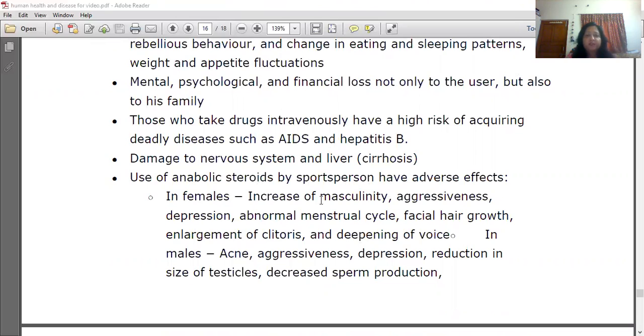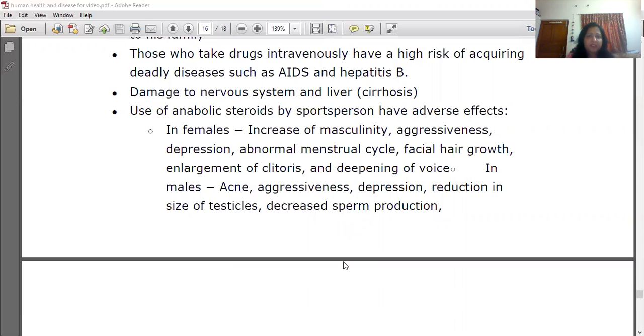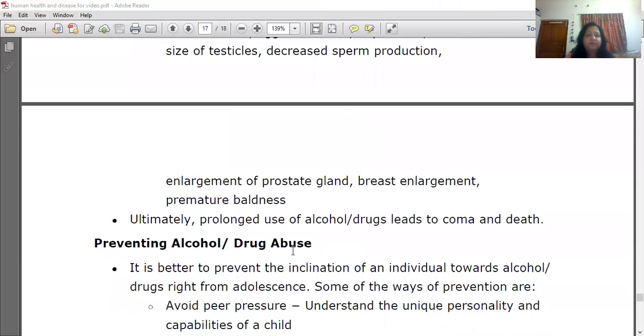Use of anabolic steroids by sportsmen have adverse effects. In females, increase of muscularity, aggressiveness, depression, abnormal menstrual cycle, facial hair growth, enlargement of clitoris, deepening of voice. In males, acne, aggressiveness, depression, reduction of size of testicles, decreased sperm production. Ultimately, prolonged use of drug may lead to coma and death.